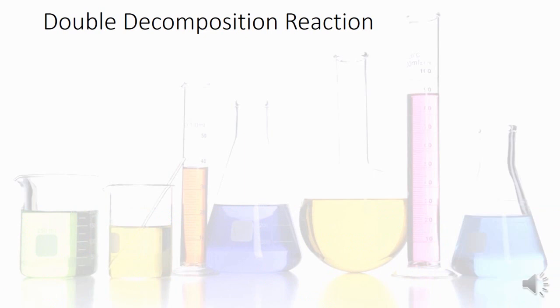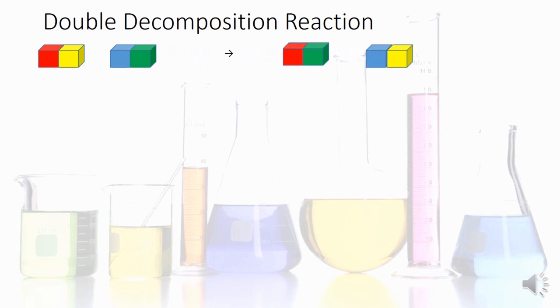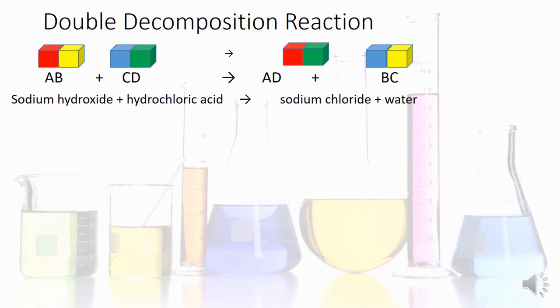Double decomposition reaction. Here, the two reactants decompose to form two new products. A takes the place of C and C takes the place of A. Sodium hydroxide reacting with hydrochloric acid to give sodium chloride and water. We may balance the equation.